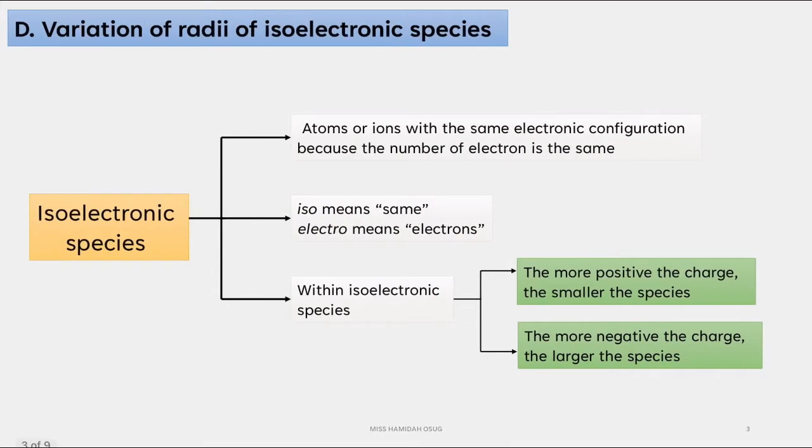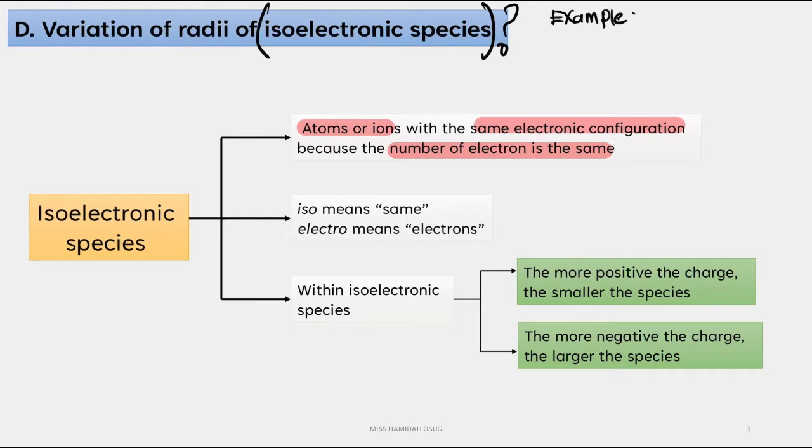So in this video we will be talking about the variation of radii of isoelectronic species. So what is actually isoelectronic species? Isoelectronic species is atoms or ions with the same electronic configuration because the number of electrons is the same.